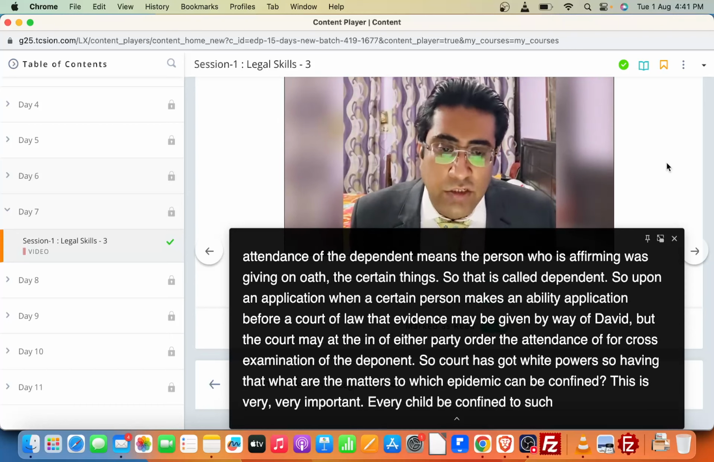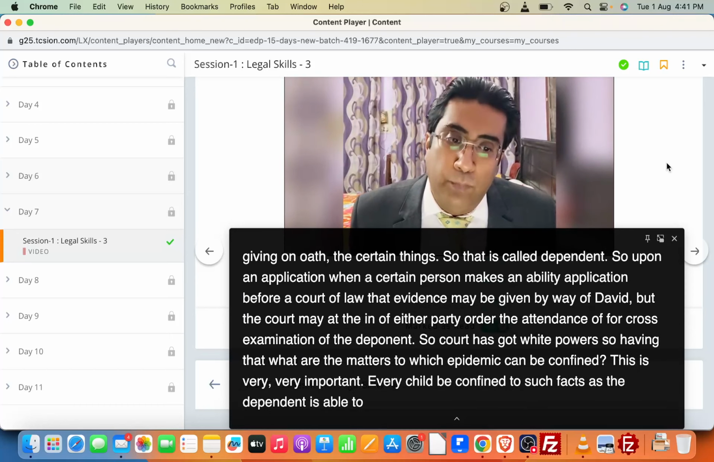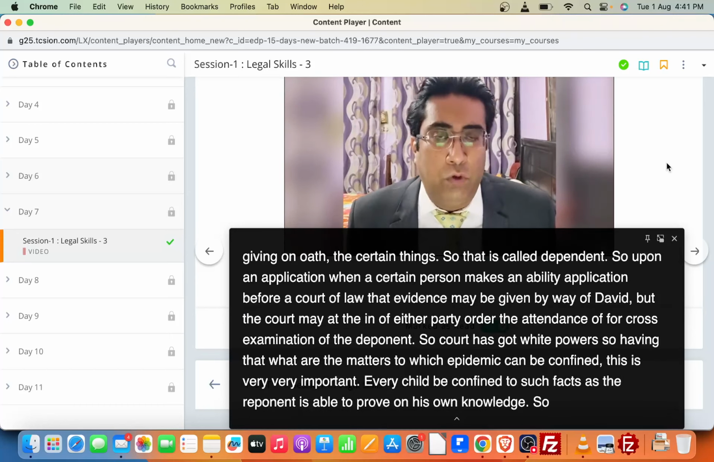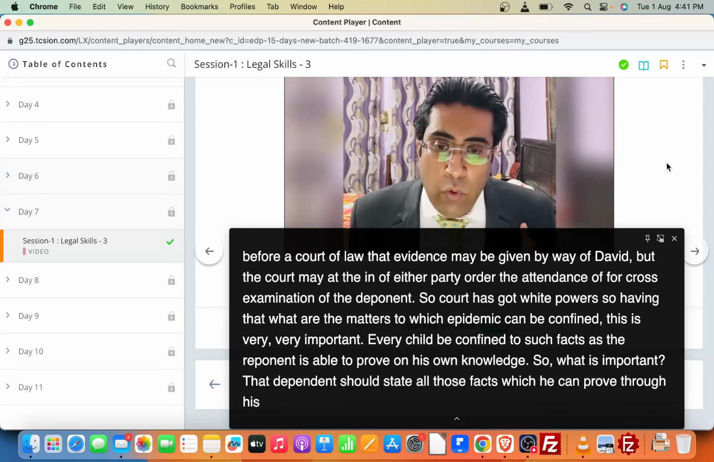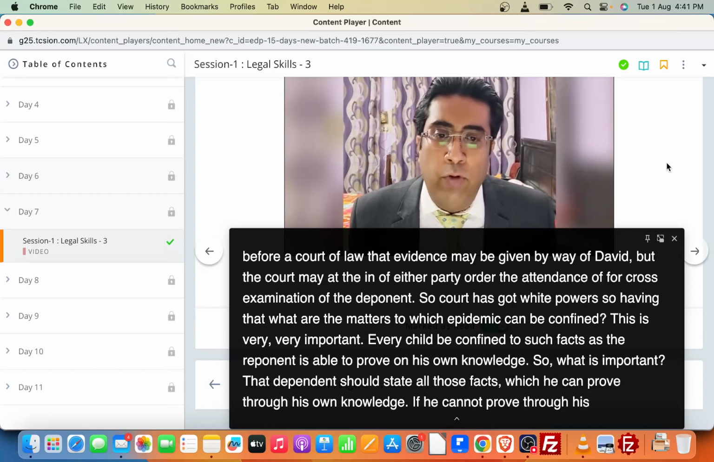Affidavit shall be confined to such facts as the deponent is able to prove on his own knowledge. So what is important is that the deponent should state all those facts which he can prove through his own knowledge. If he cannot prove through his own knowledge, he should not state it.